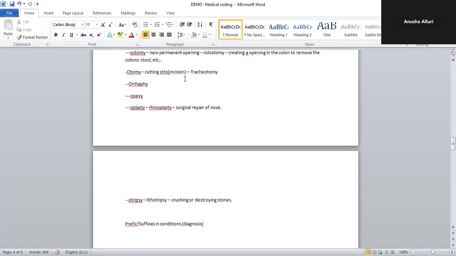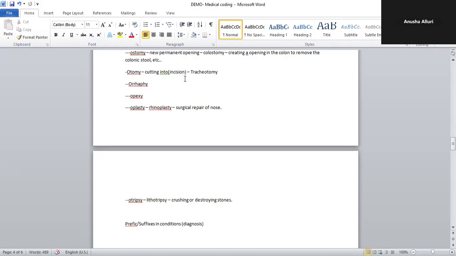Oid means like. Oma means tumor. Carcinoma means cancer. Opathy means disease, like arthropathy, which is a condition of the joints. Menorrhagia: rrhagia means hemorrhage, so menorrhagia means excessive menstrual flow, like that. Rrhea means flow or discharge. Amenorrhea means no menstrual flow.